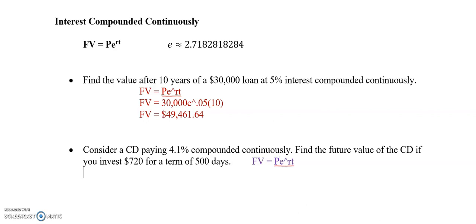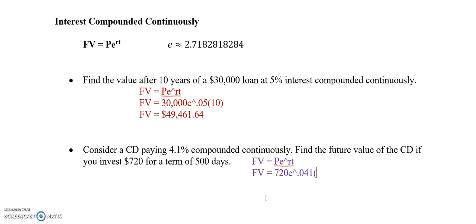Now we just have to figure out what each of these values represents. Well, FV, the future value, is what we're finding. P is the original amount that we invested. So it told us that we invested $720. And notice that when we get to R, we have 4.1%, so 0.041. But our T is not given in terms of years, it's given in terms of days.